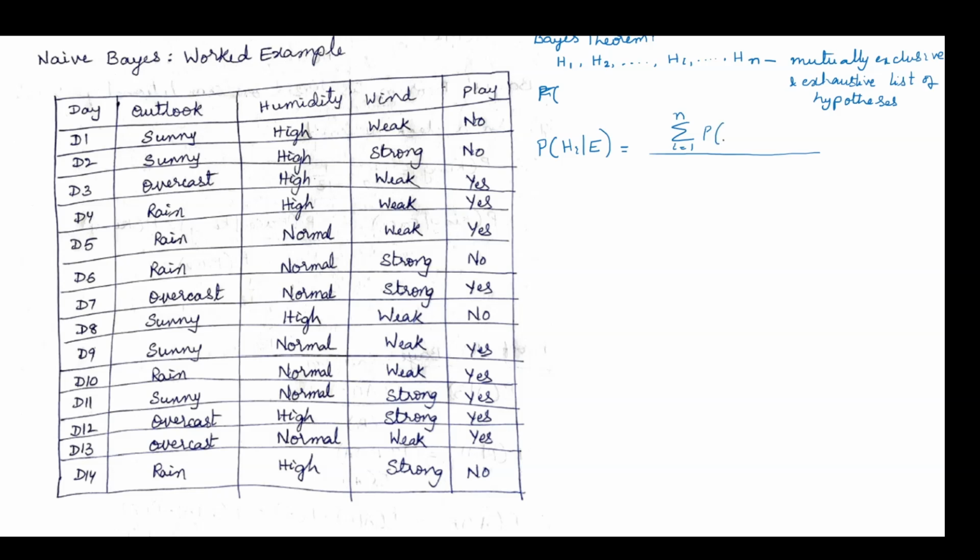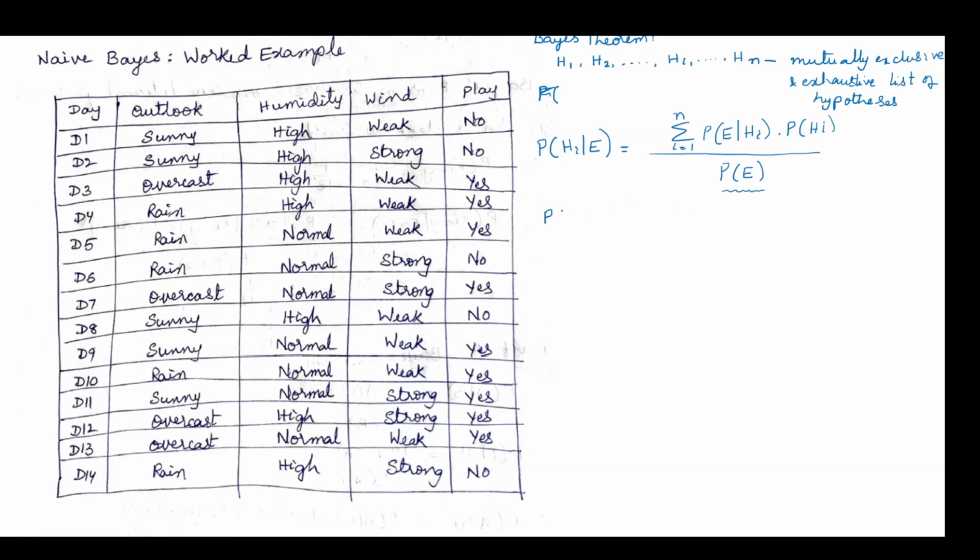P of E given Hi multiplied by P of Hi, divided by P of E. So for all Hi's, you can notice that the denominator is going to be common.